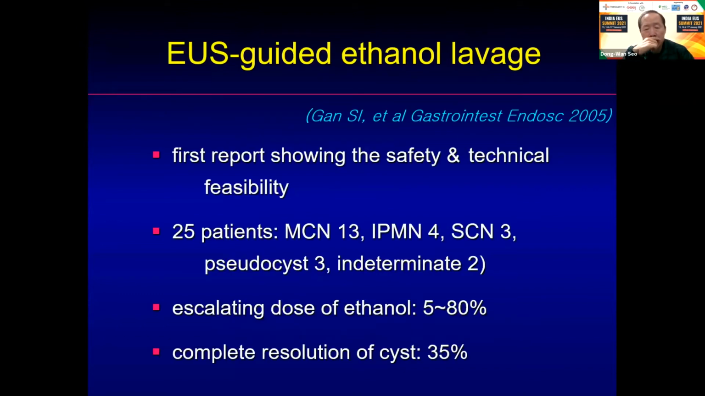The first EUS-guided therapy of pancreatic cyst was tried by a Harvard group. Professor Bill Brugge initially reported the result in GIE 2005. They included 25 patients and escalated the dose of ethanol from 5 to 80%. It was because of safety issues. And then they observed complete resolution of the cyst in about 35% of the patients.